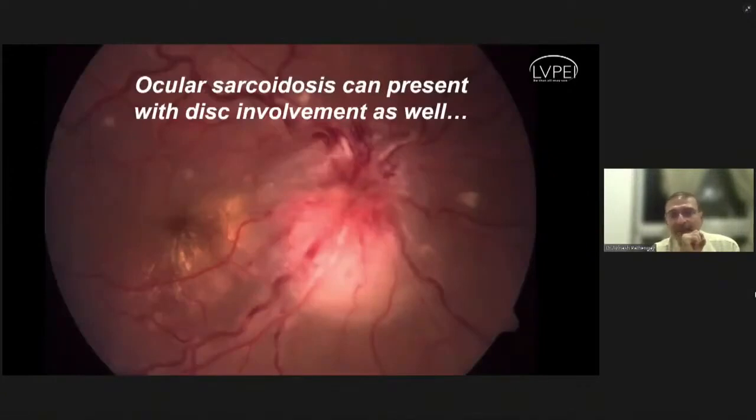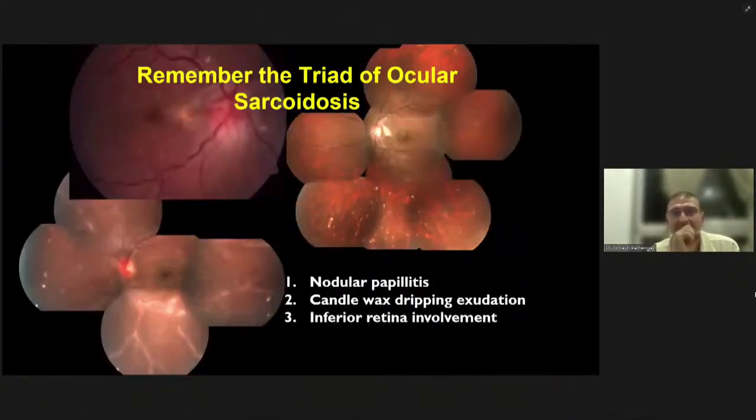So having spoken about the triad by which we can make a clinical diagnosis of tuberculosis, in sarcoidosis, the triad, apart from infiltration of the optic nerve head, they have this candle wax stripping, and third is the inferior retinal involvement. For reasons still not very clear, the inferior hemisphere of the retina is more involved in sarcoidosis than superiorly. So that is one of the giveaways for us to make a clinical diagnosis of sarcoidosis.